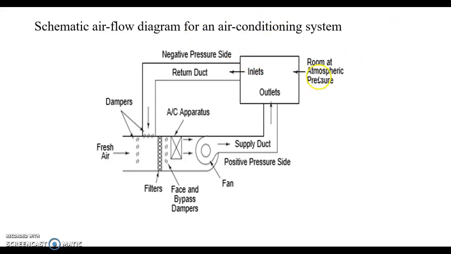So the air from the room is supplied to the return duct through the inlets, and the pressure of the air decreases continuously in the flow direction, and the air is pressurized by the fan. The high pressure air flows to the room through the outlets. This is the simplest airflow diagram.